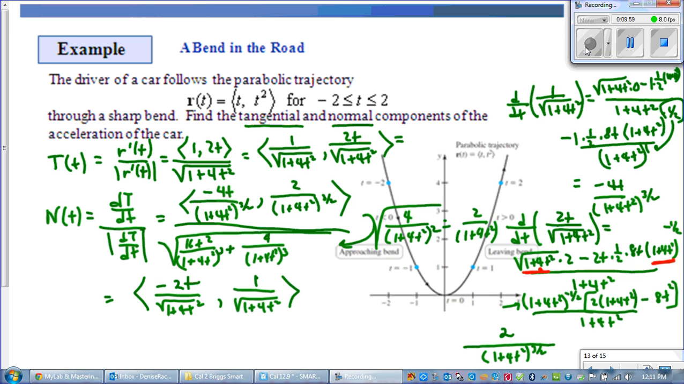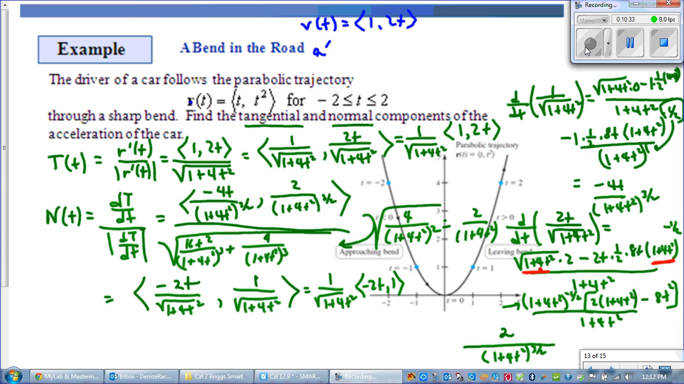Same thing with this one up here. If we took out this, we would have 1, 2t, and down here we would have negative 2t comma 1. So really not too bad once you simplify. Okay, now I've got the tangent and the normal vectors. I can easily find the acceleration of this curve. This is our position function, so that means the velocity is the derivative, which is 1, 2t, and that means the acceleration is simply 0, 2. So I have that acceleration vector.